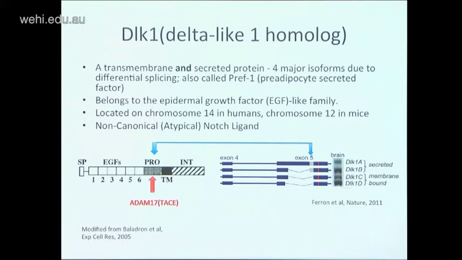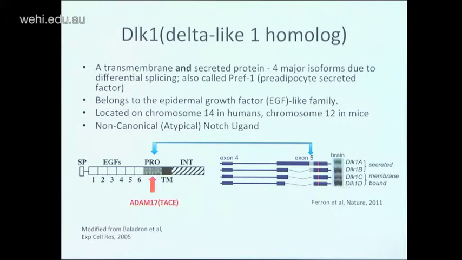It's a transmembrane and secreted protein with 4 major isoforms due to differential splicing. So here is a schematic diagram of the Dlk1 protein. Signal protein followed by the EGF-like repeats, which makes it a member of the epidermal growth factor family, followed by the protease target region and transmembrane region and intracellular tail. So the protease target region here is the important bit where the ADAM17 protease acts to cleave the protein here, and this bit then becomes a soluble or secreted form, and this part is then left behind.